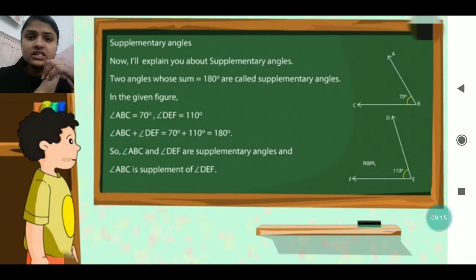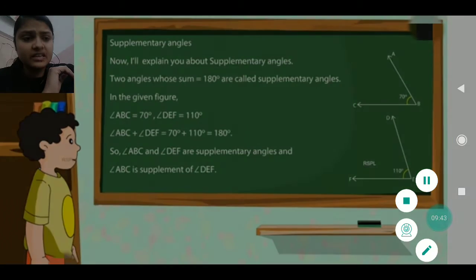Although we have already discussed supplementary and complementary angles, I would like to discuss them one more time. If we are measuring two angles and the sum of the two angles is 180 degrees, it is called a supplementary angle. If one of the angles is given and you have to find its supplementary angle, you have to subtract: 180 minus whatever the degree of the given angle is.